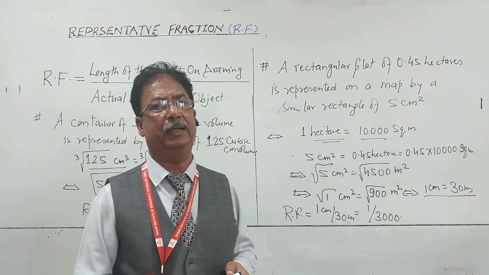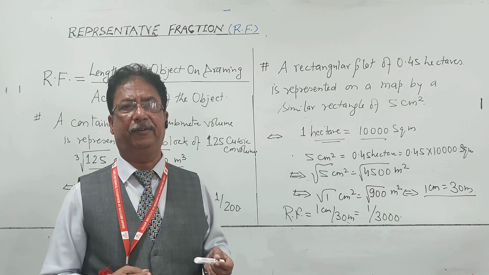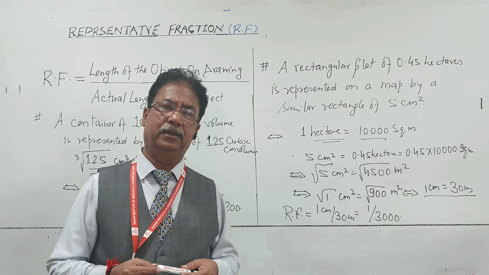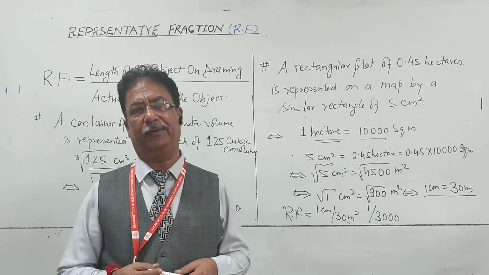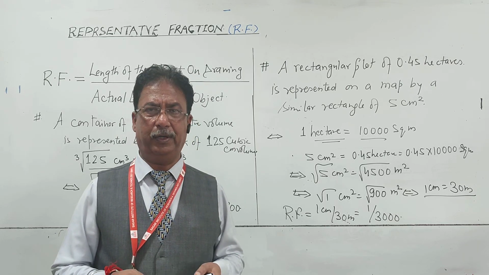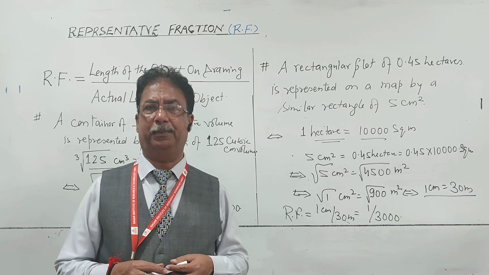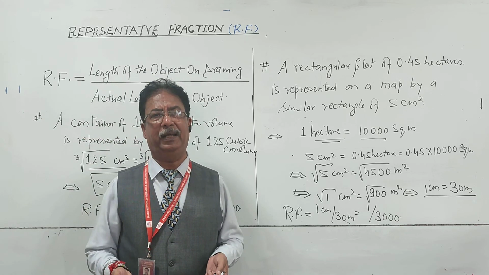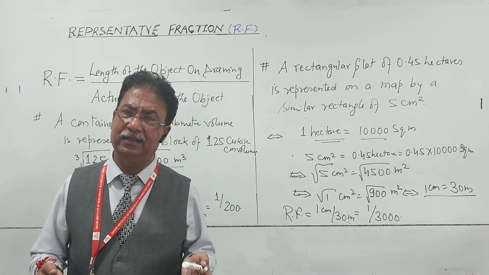Sometimes that will happen that the RF comes in a different way, in the proportion of 3/200, 3/100. That type of RF is also possible. So there is no worry. RF can just be a proportion. If I am saying RF 3/100, it means 100 is the actual length and we are representing it by 3.